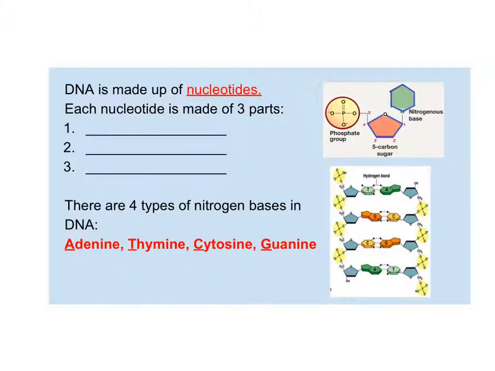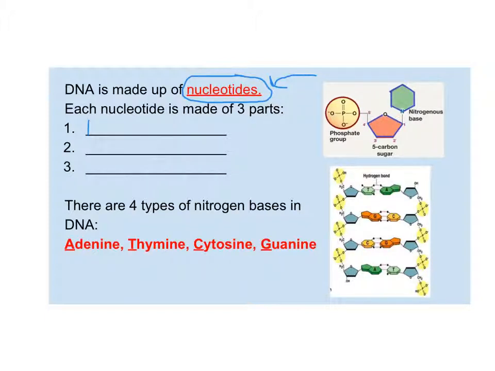Alright, so DNA is made up of what's called nucleotides. Hopefully you remember back from biochemistry, carbohydrates are made of sugars. Lipids are made of fatty acids and glycerol. Carbohydrates are made of sugars. And nucleic acids are made from the monomers, nucleotides. And there's 3 parts to make up a nucleotide.